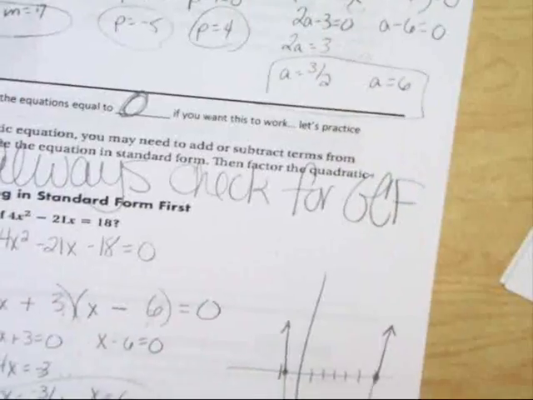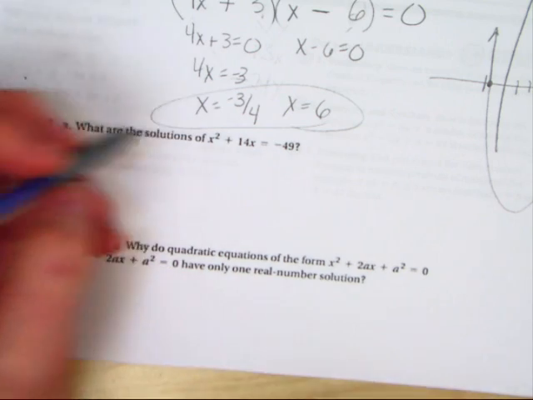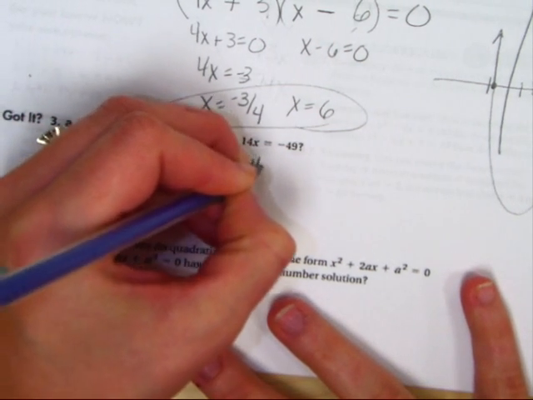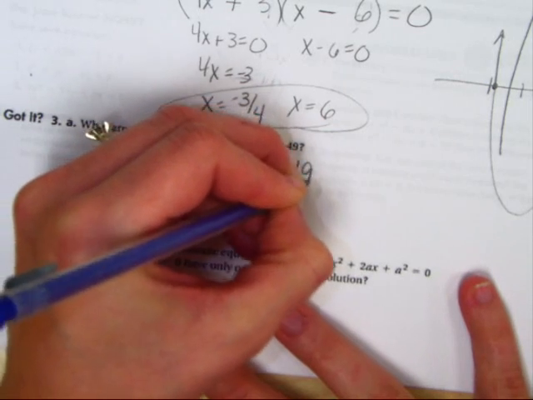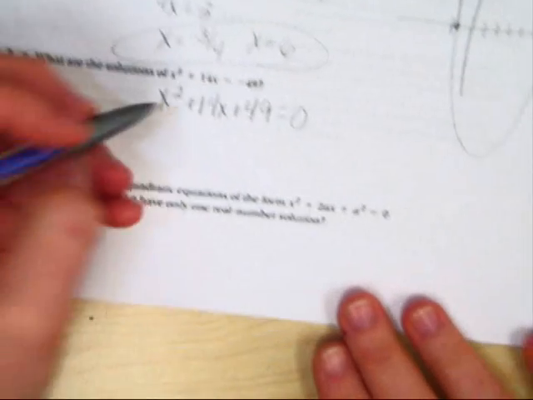Moving on to 3A. What are the solutions? Well, I need to take that 49 to the other side. Sometimes people ask, how do you know what side to take things to? Take things to the side that makes x squared positive. If you're smart, you will write that down. Take things to the side that makes x squared positive.